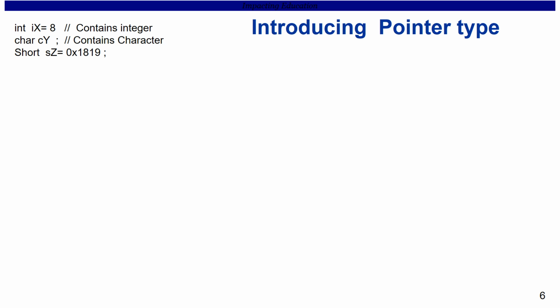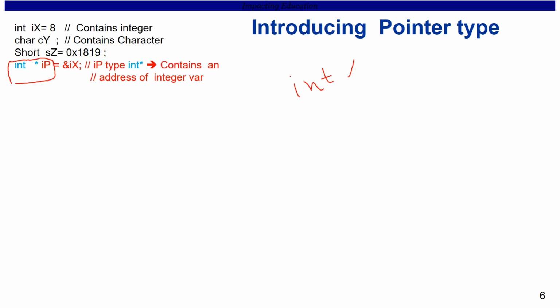Okay, so now let's get actually introduced to pointers. Let's say int star IP equals address of ix. Like I said, int star is the data type. The way you have to read it is: int star is the data type, which means that IP is of type int star, which means that IP contains an address of an integer.